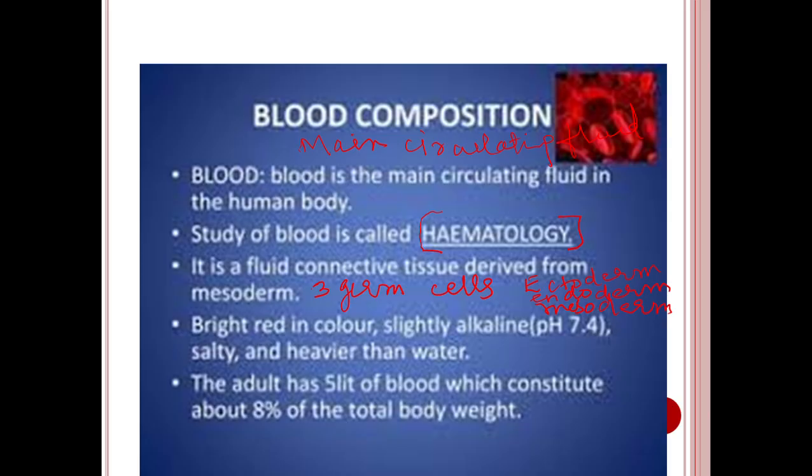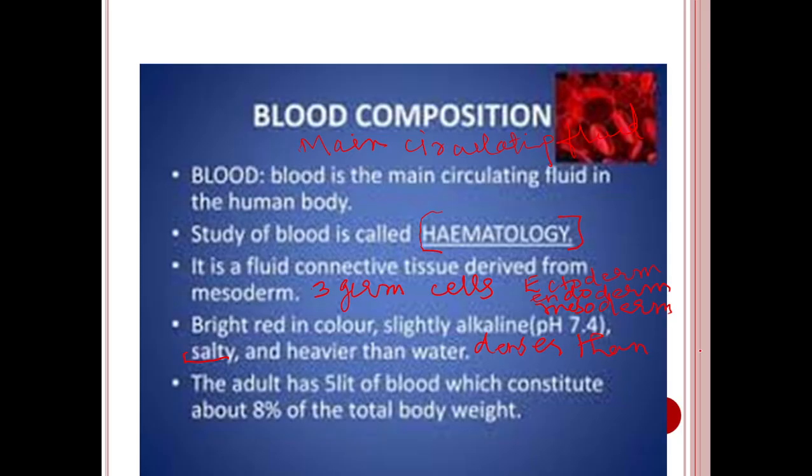Now, what is the nature of tissue? What kind of tissue is our blood? Connective tissue. Why? Because it is connecting all the organs of our body. Coming to the color of the blood, you all know it is bright red. pH 7.4 means slightly alkaline. As it is slightly alkaline, the taste will be salty. It is heavier than water, which means its density is high.